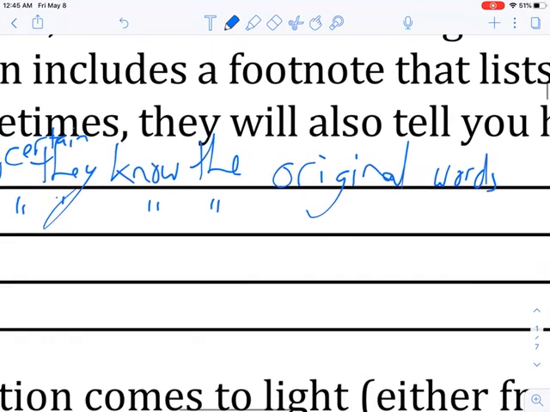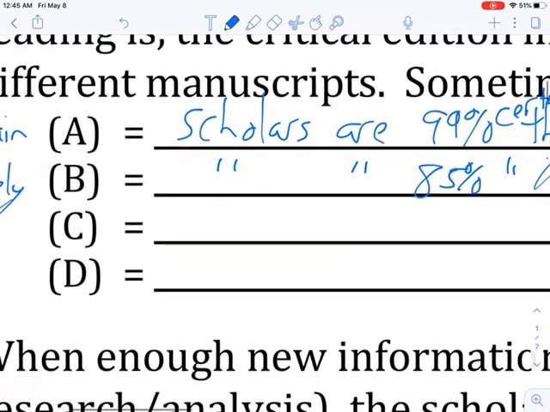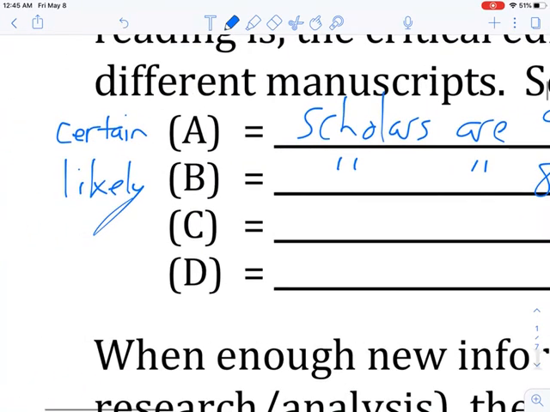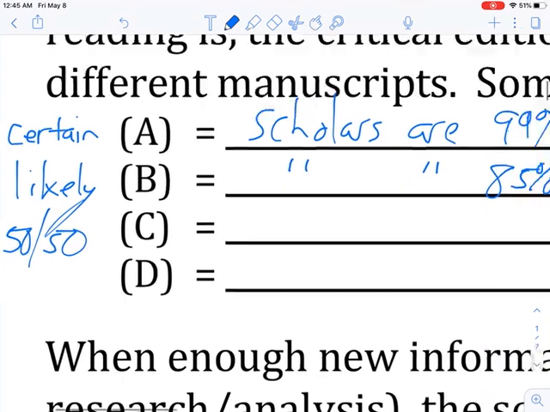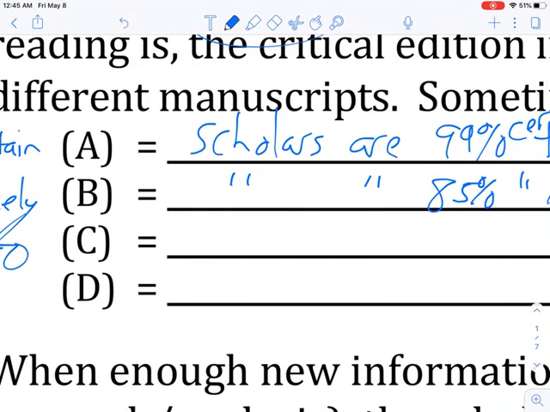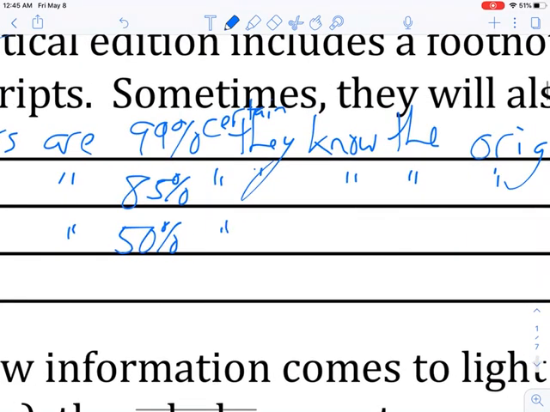If it's a C ranking, like the one we just saw, that means it's about a 50-50 shot. They are not sure. It could be one way or another way. So again, scholars in here you can say about 50% sure. They're not certain they know the original words.